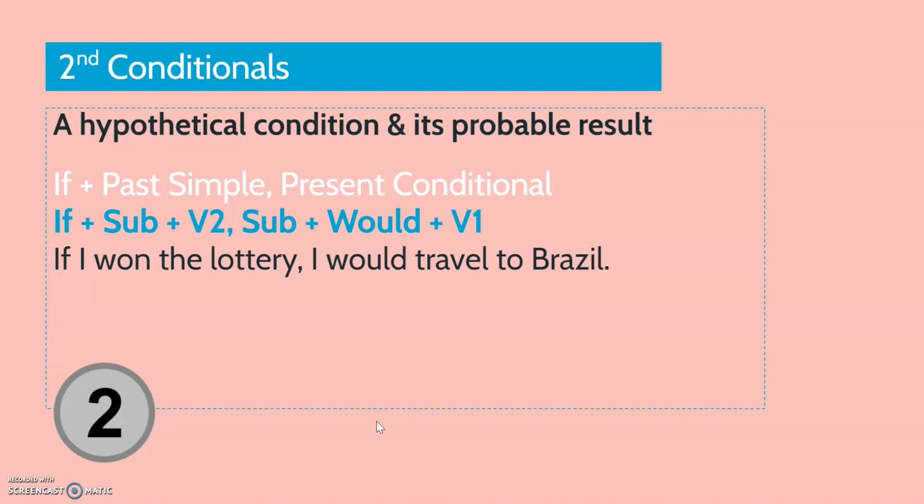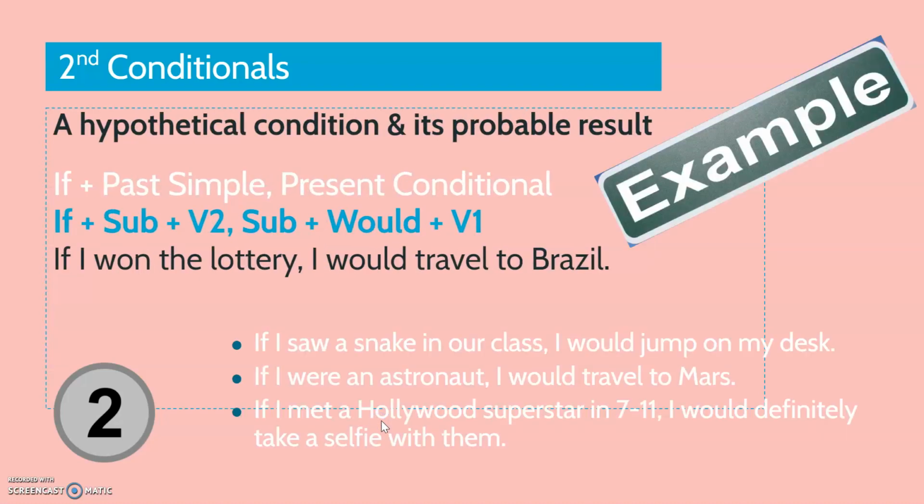And you see, in second conditional, we use the past simple. Okay? And then we use would with verb 1. If I won, not if I win, if I won the lottery, I would travel to Brazil. And here are some other situations that we can use second conditional. If I saw a snake in our class, I would jump on my desk.